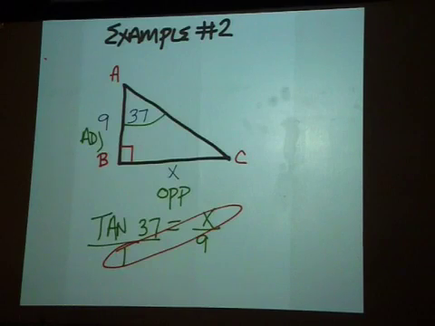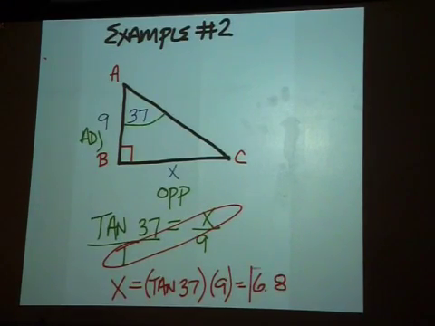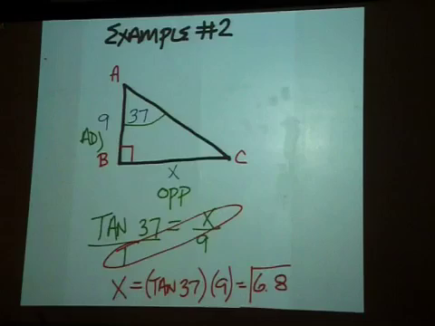Solve the proportion by cross multiplying. 1 times x is x. And then you'll have tangent 37 times 9. You can't do 37 times 9 and then tangent. You have to do tangent 37 first. And tangent 37 comes out to be 0.75355 and on out. Multiply that by 9 and you get back 6.8 if you round to the 10th place.